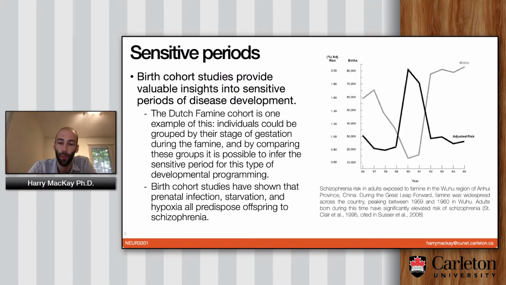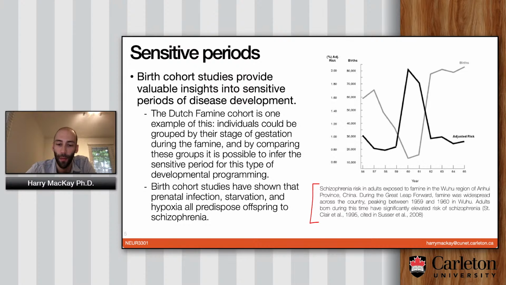During the Great Leap Forward, there was an attempt to modernize the economy and the culture of China, and it didn't really go terribly well. As a result, famine was widespread for a number of years. What researchers found when they studied adults who were born during this time is that they have a significantly elevated risk of schizophrenia. So let's take a look at this figure and try to understand what we're talking about here.